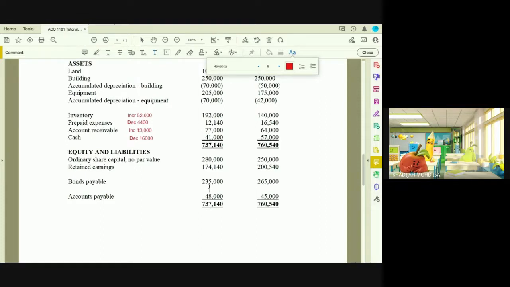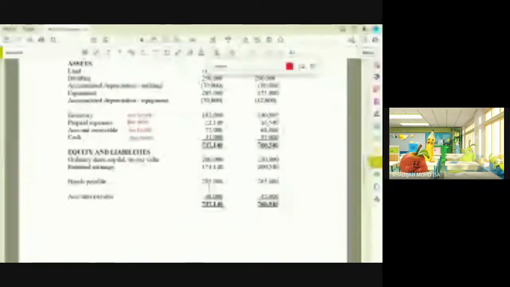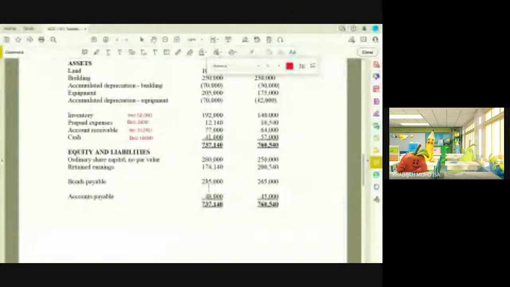So what could be the reason for the decrease in your bonds payable? Pay the bonds. So when your bonds payable decrease, the possible reason for that could be that there's a payment. We don't call it a disposal. It means that for the bond payment, you pay part of it.